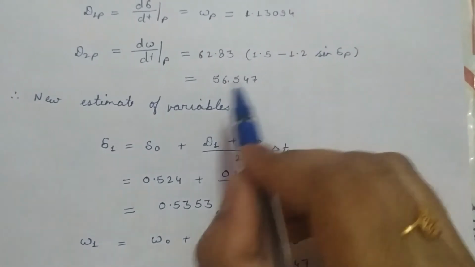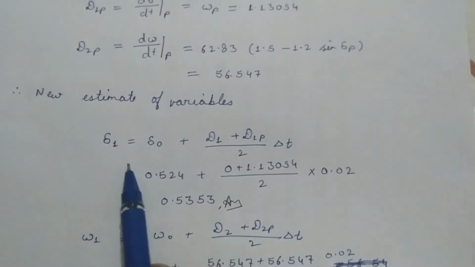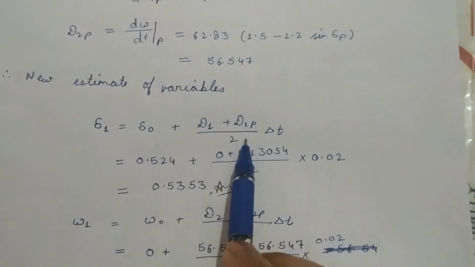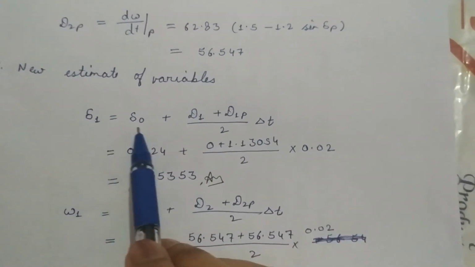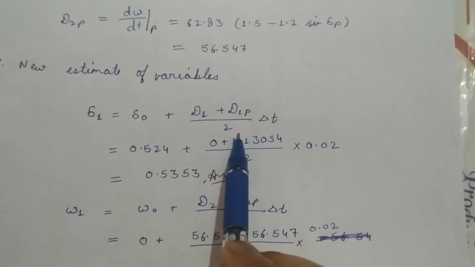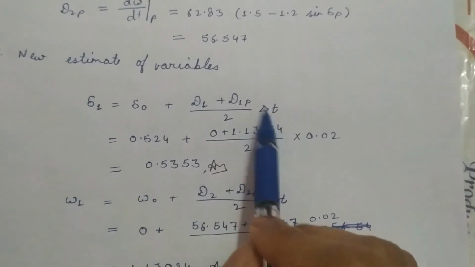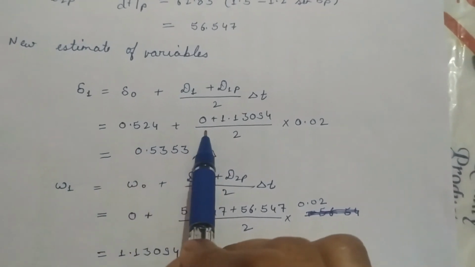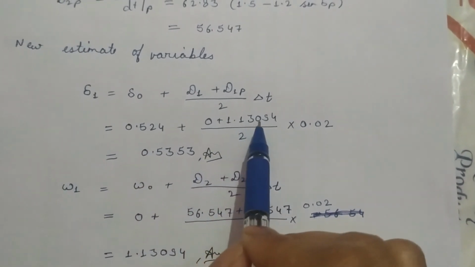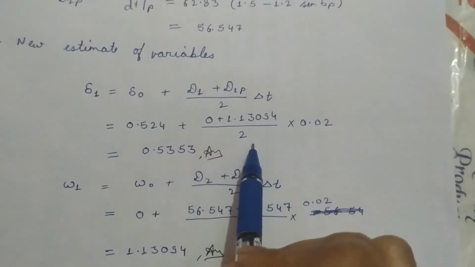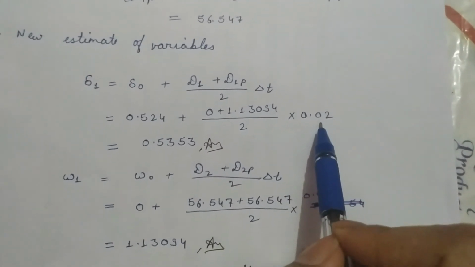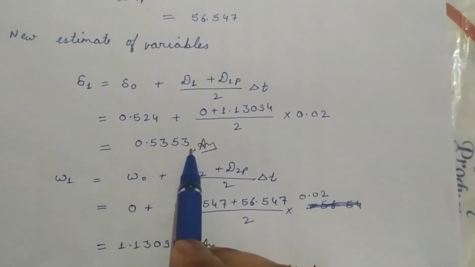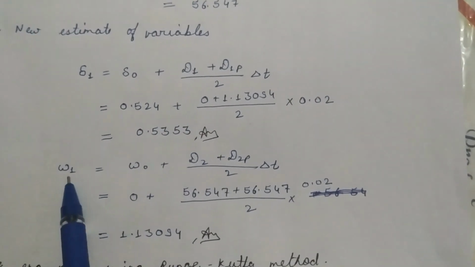Therefore the new estimated variables would be del 1 is equal to del naught plus the average value of d1 and d1p into del t, that is del 1 is equal to del naught plus (d1 plus d1p) by 2 into del t. If we put the values, we have 0.524 plus (0 plus 1.13094) by 2 into 0.02. Therefore del 1 is equal to 0.5353.